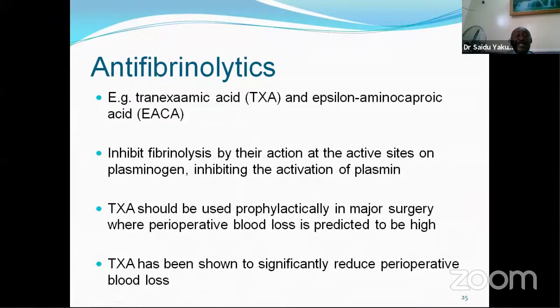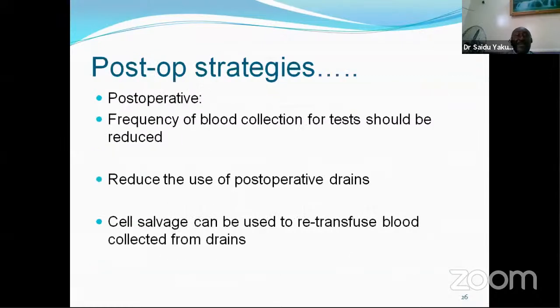Antifibrinolytics such as tranexamic acid and epsilon aminocaproic acid. An example is aprotinin, but recently it has been stopped because it is associated with increased death during the perioperative period. Essentially, they inhibit fibrinolysis by their action at the active site on plasminogen. They inhibit the activation of plasmin, which breaks down clots. So the whole aim is to make sure that the clots are not broken down. Tranexamic acid should be used prophylactically in major surgery where perioperative blood loss is predicted to be high. It has been shown to significantly reduce perioperative loss.